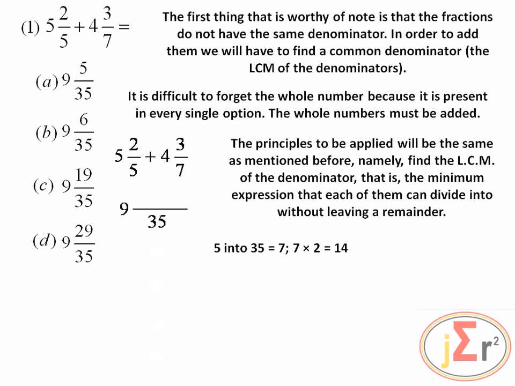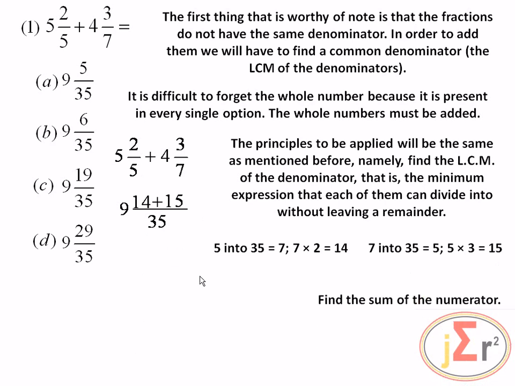5 into 35 is 7, and then 7 multiplied by 2 is 14. So we say 5 into 35 is 7. 7 multiplied by 2 is 14. Then we come here and we say 7 into 35 is 5, and 5 multiplied by 3 is 15.